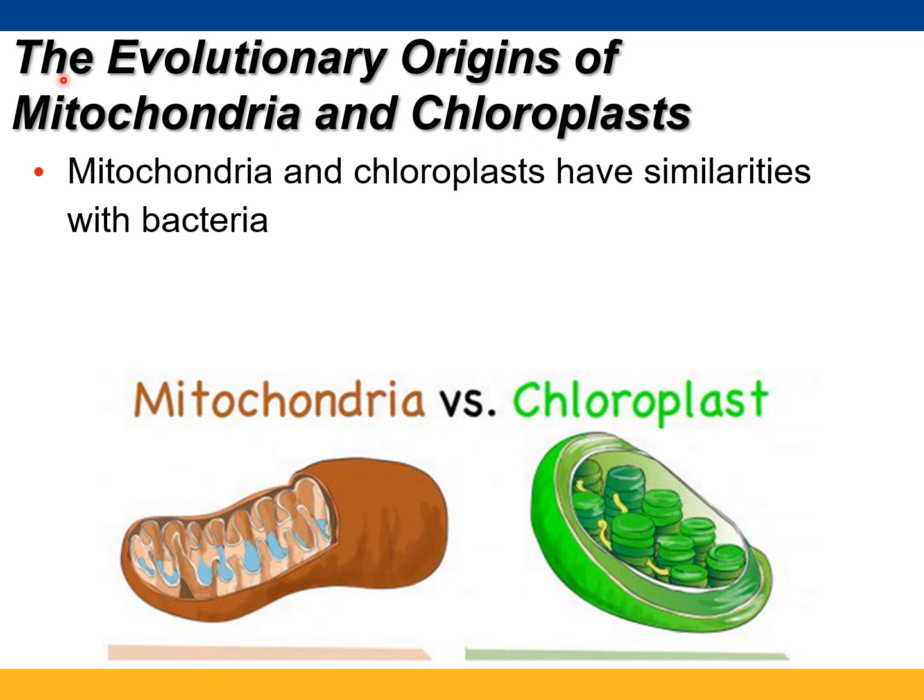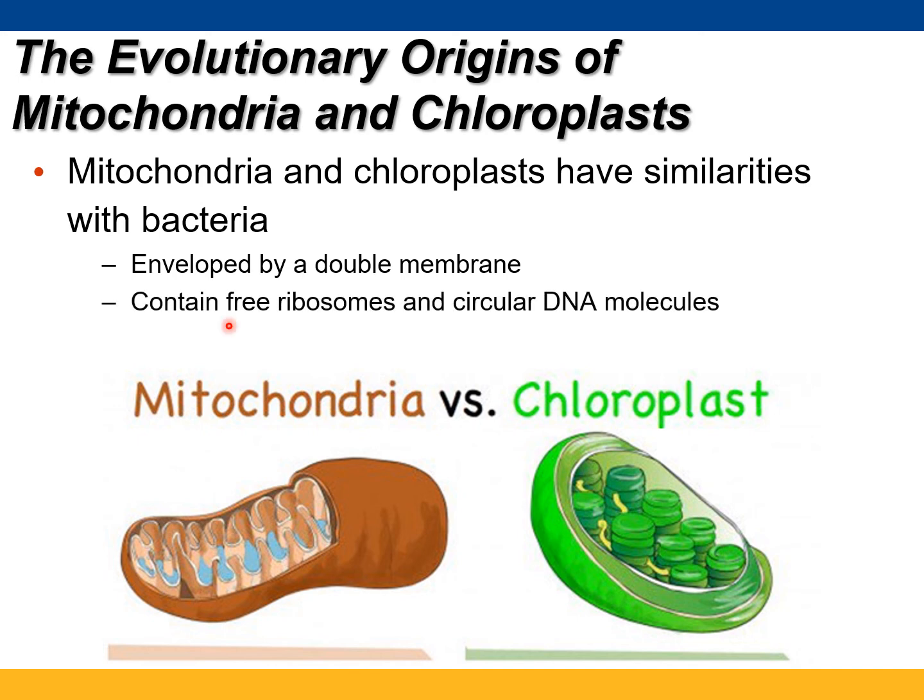In terms of mitochondria and chloroplasts, they have some really interesting similarities. They also have similarities with bacteria, both in terms of size and in structure. They both have a double membrane of sorts: an outer membrane and an inner membrane. They both have their own DNA. It's a circular DNA molecule, and bacteria have a circular DNA molecule.